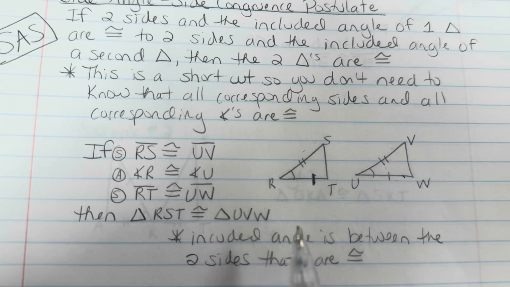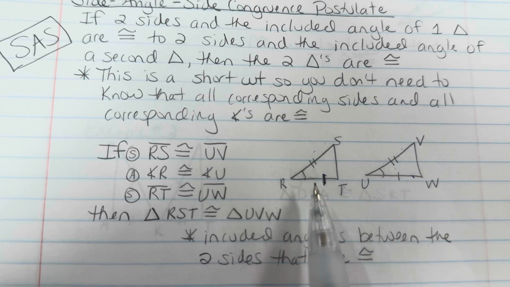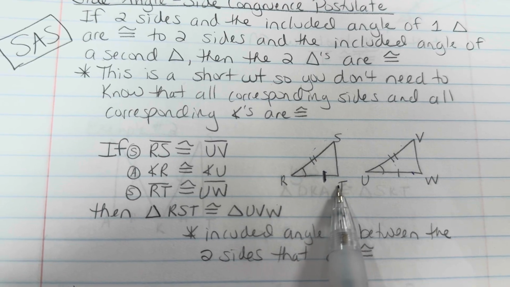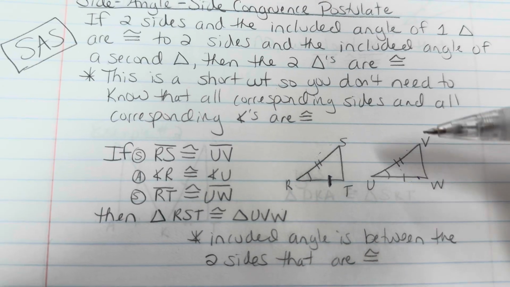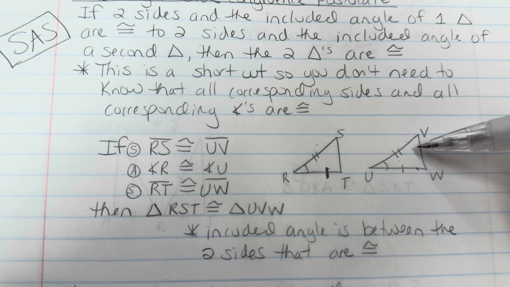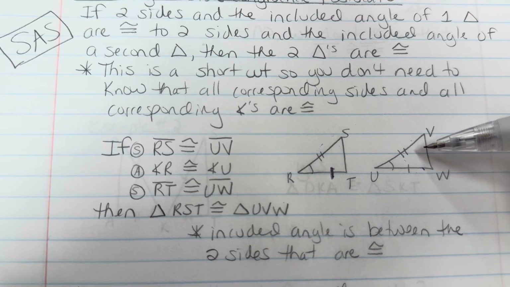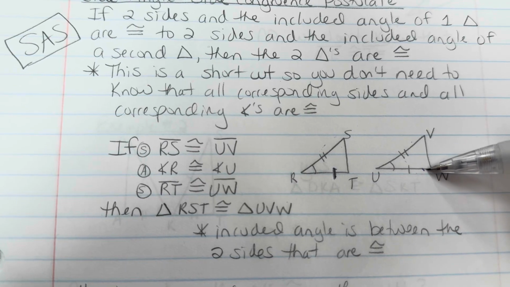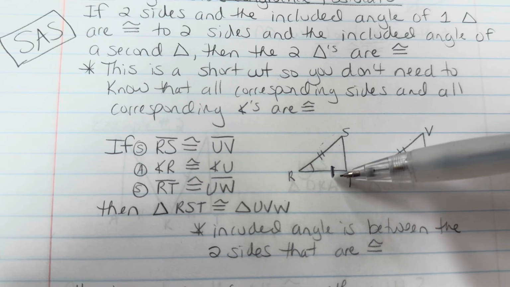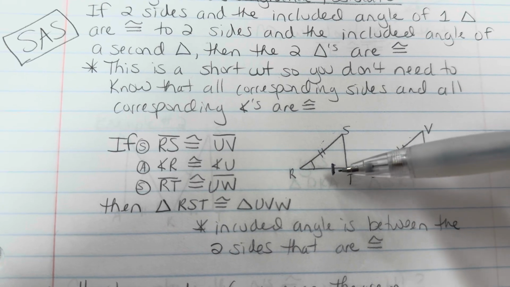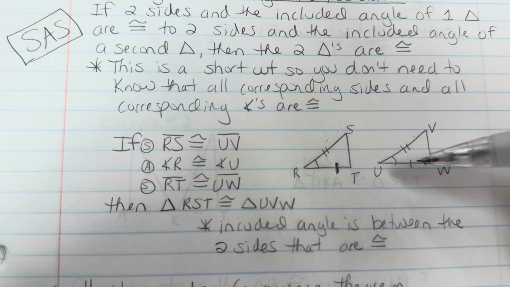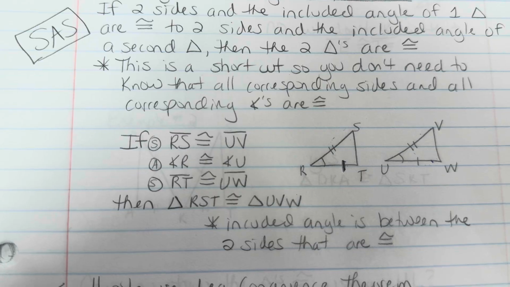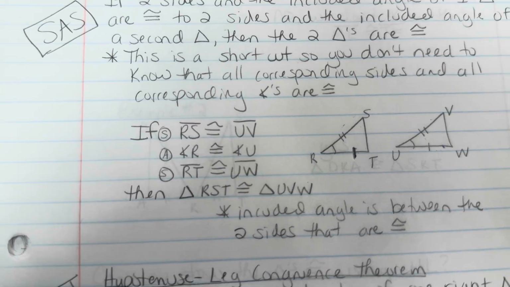This is a side angle side. We have two sets of sides that are congruent and the angle that is sandwiched. If it was these same two sides, and let's say it was angle S and angle V, that would not be a side angle side relationship because that would not be the angle that is sandwiched. And the same thing with T and V, or T and W. If RS and UV, RT and UW are congruent and it was angle T and angle W, that would not be a side angle side relationship.